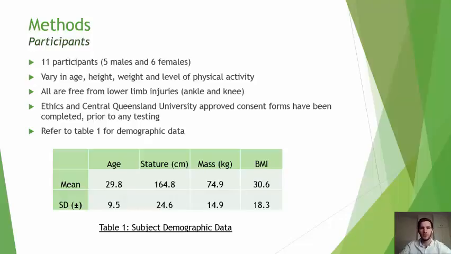We can have a look at Table 1 for closer detail of the demographic data. So the mean age was 29.8, the stature was 164.8, the body mass was 74.9, and the overall BMI for all participants was 30.6.